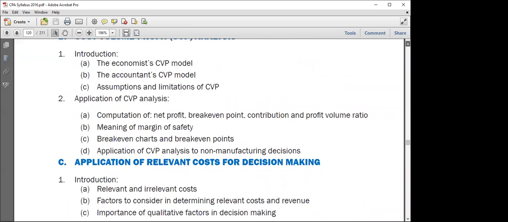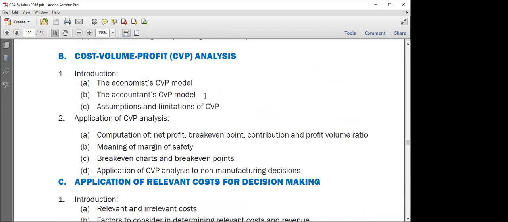So CVP is one of our topics here. Like you've seen, we have the economist model, as well as the accountant's model. So you will try to understand how the two models differ. One is like a curve, the economist's; the accountant's is a straight line. Basically, in the CVP, here we are plotting the cost, we are also plotting the revenue, then the aspect of quantity or volume.